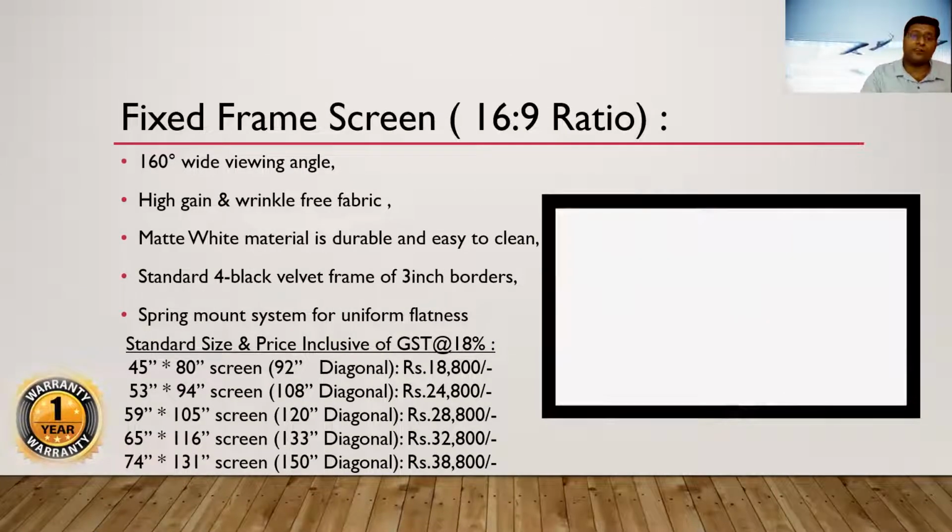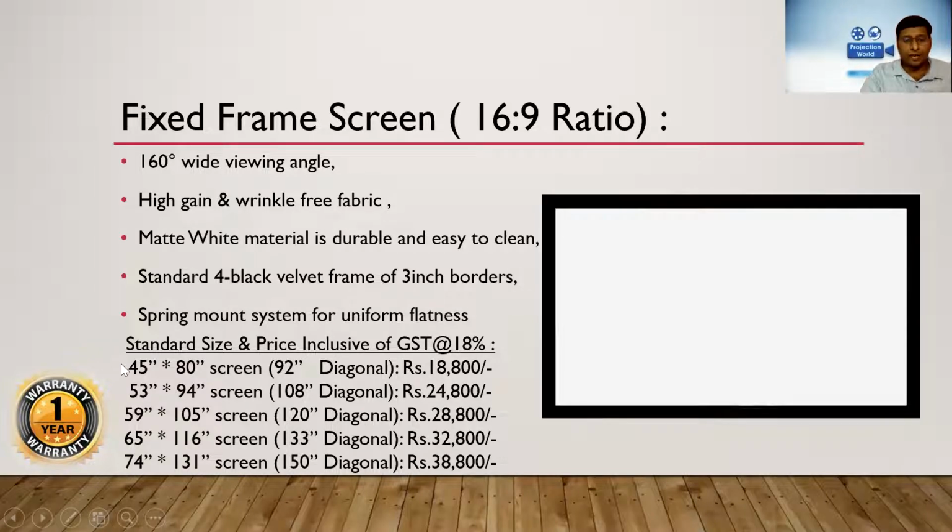Then there is the fixed frame screen. The fixed frame screen is usually used for a short throw or ultra short throw projector, or else if you are making a dedicated mini cinema. There the fixed frame screen is widely used. It comes with a high gain fabric, an elastic fabric actually, and it has a 3 inch border velvet frame, aluminum velvet frame, on all 4 sides. These are the standard sizes which are available. This is all factory finish. We can even customize also.